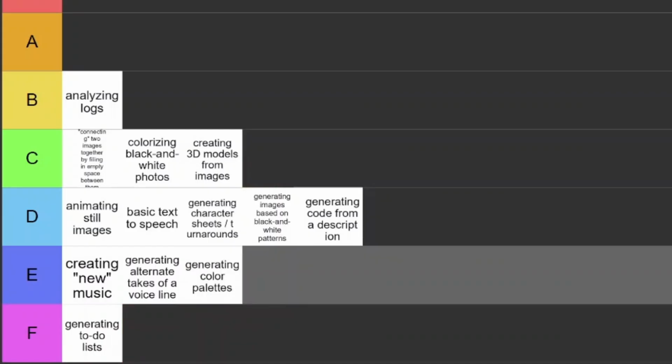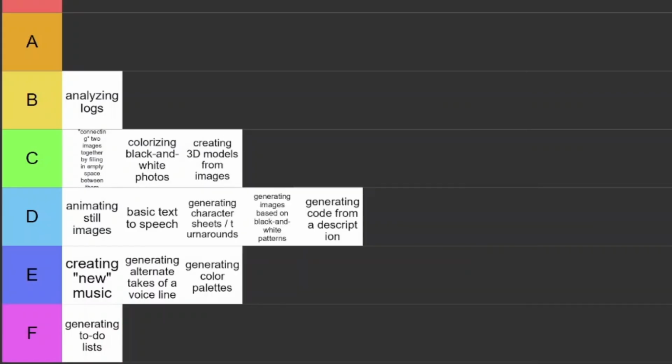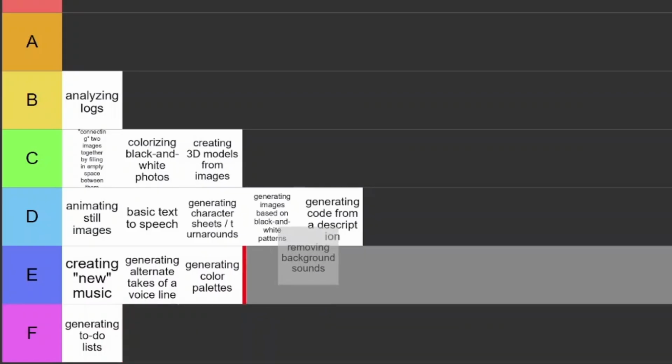E. Removing background sounds from audio. Okay, this one is pretty okay. I think it's probably a pretty good idea to do this. I'd say probably B tier.